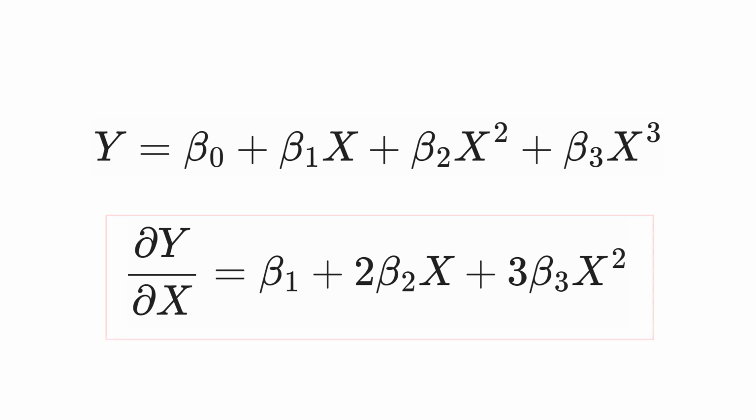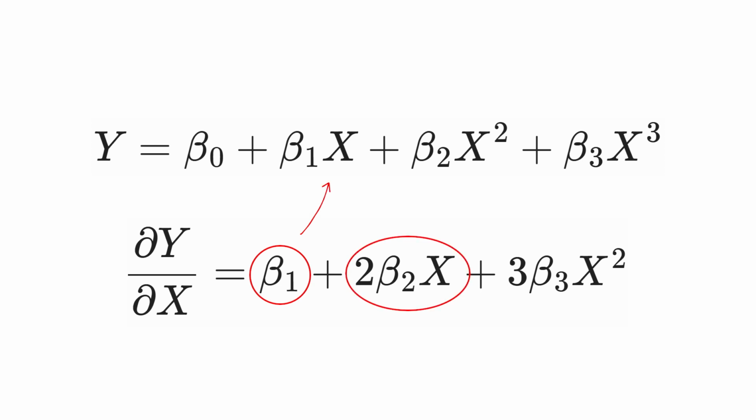What do we get in this particular case? We get beta 1, which was the coefficient on x, plus 2 times beta 2 times x, and beta 2 was the coefficient on x squared. And we also get 3 times beta 3 times x squared. Right? And you can see where this derivative comes from. If you just look at the original, you take the derivative, you get the second one.